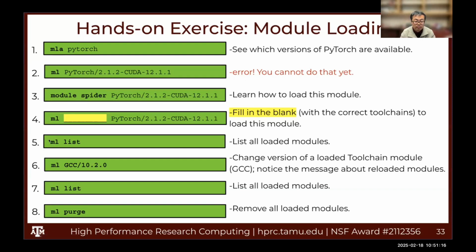ML is a short abbreviation for module or module load, so it can do different things. ML can be interpreted as either module or module load. If you load another one, for example, this PyTorch depends on a different version of GCC, the message will show you that the GCC version will be changed to another version. And then you can do the module list again, and then remove all the loaded modules.